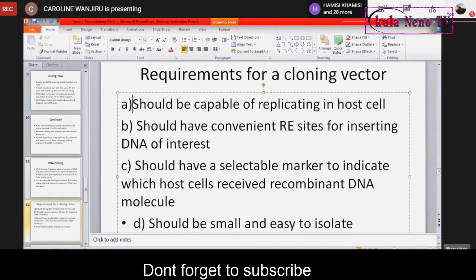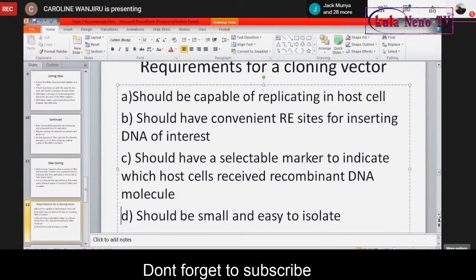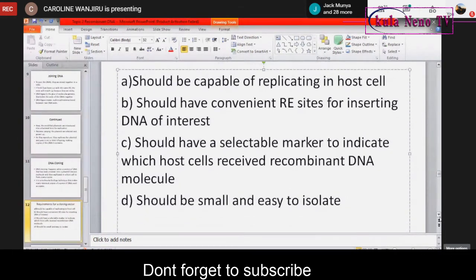Then the other characteristic of a vector or a carrier, and in our case, we're saying it's a plasmid, is that it should be small and easy to isolate. It should not be a complicated thing. It should be something that's totally easy to replicate.